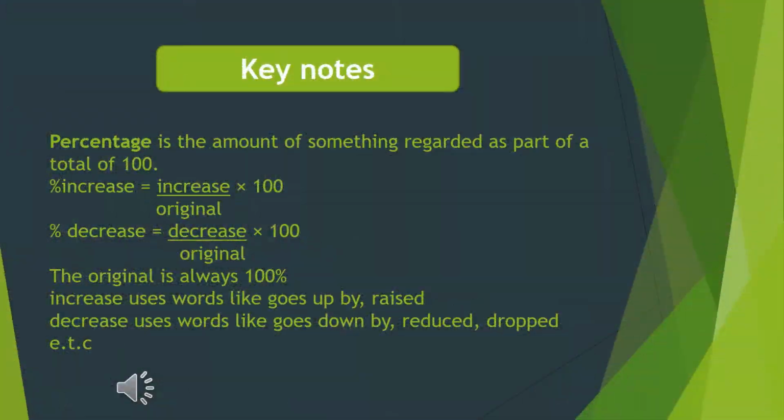Some key terms for us to understand here is that percentage is the amount of something regarded as part of 100 or a total of 100, and then percentage increase is equals to increase over original times 100, while percentage decrease is equals to decrease over original times 100. When we increase, we add, but when we decrease, we subtract. From where? From the original. So the original is always 100%.